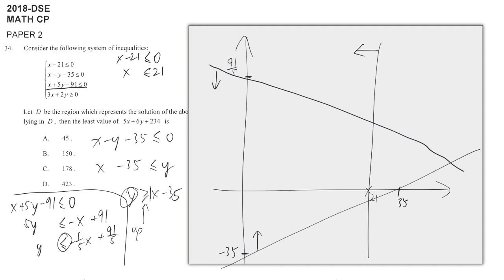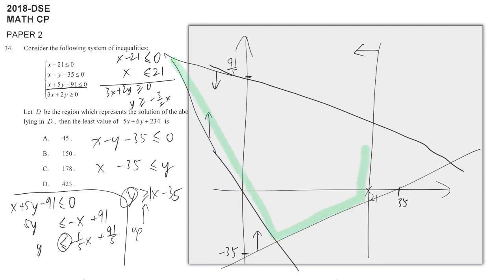And then the last line now. 3x plus 2y larger or equal to 0, so y is larger than negative 3 over 2 x. This one passes through the origin because the y-intercept is 0, and the slope is going down. So going down, and the slope is negative 1.5. And then they say y is larger than that. So we are talking about this region. There is a bounded region. Our bounded region is this one.